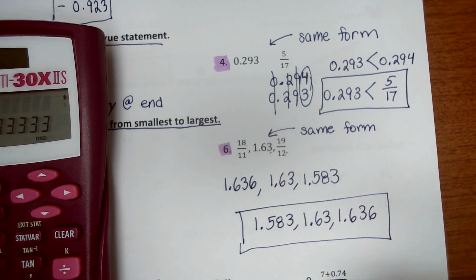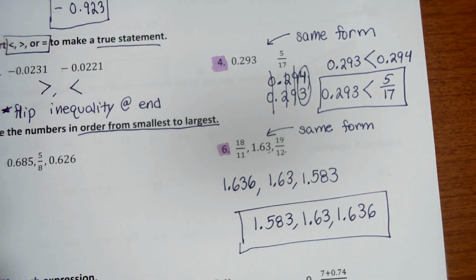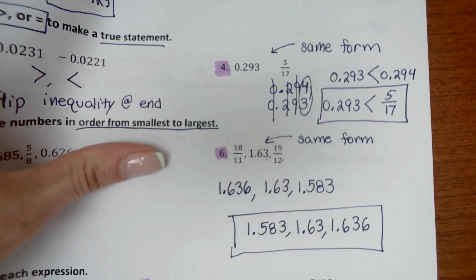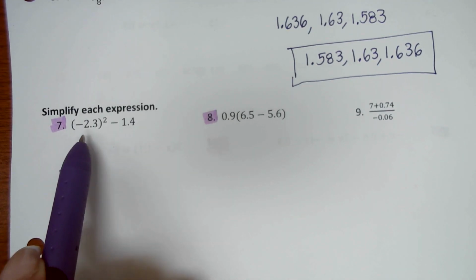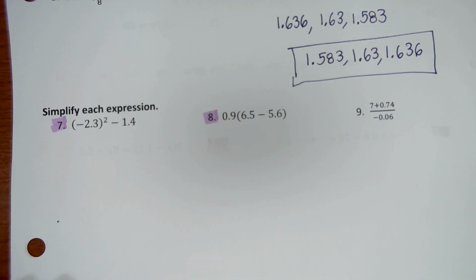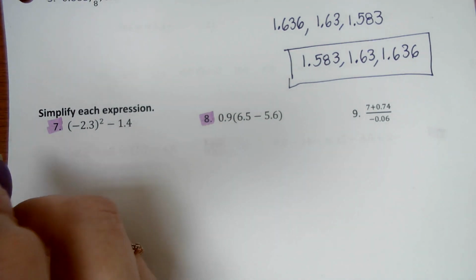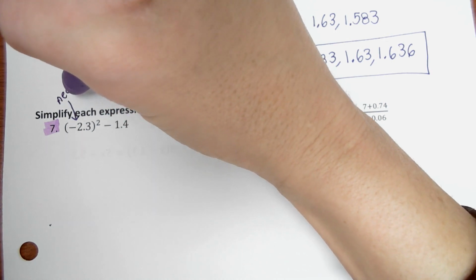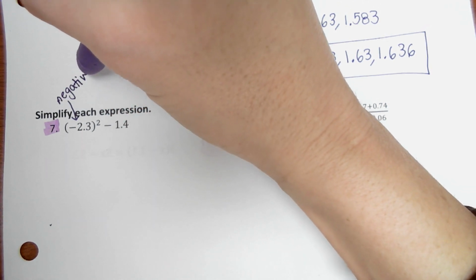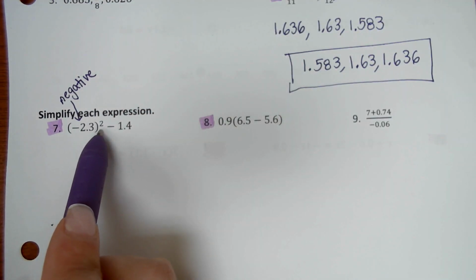So now my numbers are listed in order from smallest to largest. Next, we're going to use our decimals to simplify some expressions. So the first one we have, number 7. The important thing I want to point out about this one is what to do with the negative inside the parentheses that are being squared.